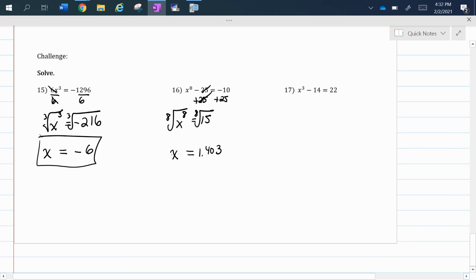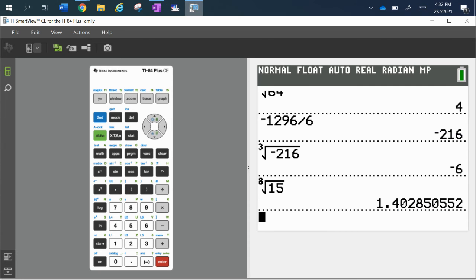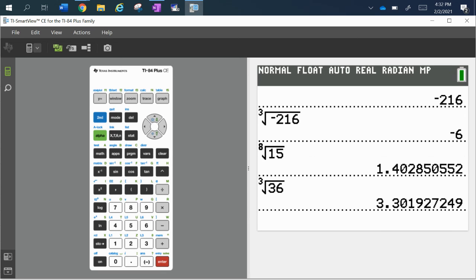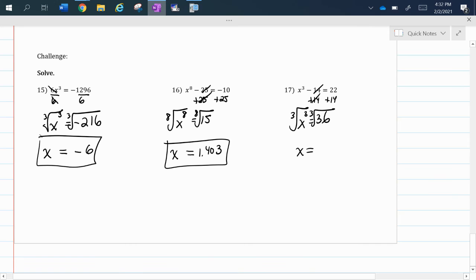Okay, let's do one more like that. We're going to add 14 to both sides. So x cubed equals 36. Take the cube root of both sides. The cube root of x cubed is x. And we're going to approximate the cube root of 36. I'm going to go to math 4 for cube root. Cube root of 36 is about 3.302.